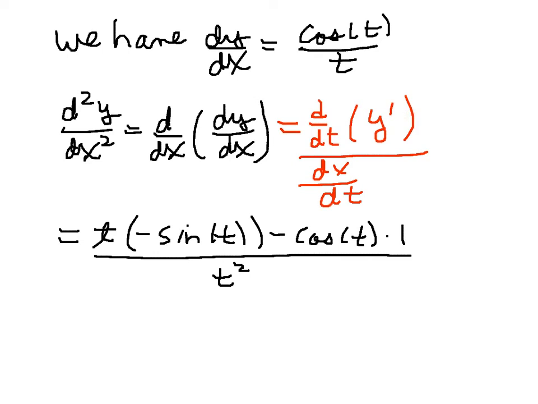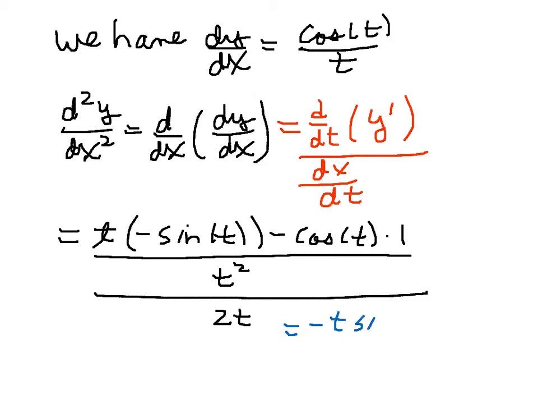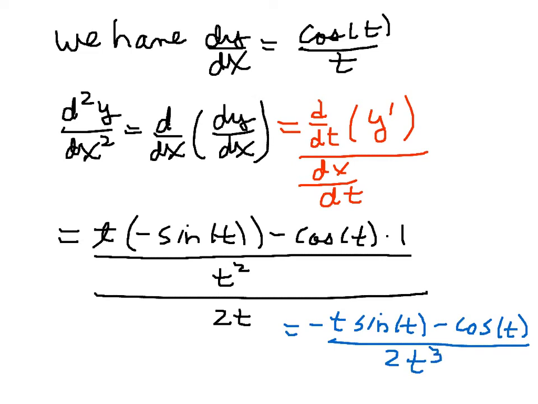For the bottom part, I need dx dt. Well, we've already computed that, right? dx dt is just 2t. And so if we simplify this a little bit, I'll have to save a little room here. Let me change my color. If we simplify this, what we get is minus t sine of t minus the cos of t all over 2t cubed. And that is the second derivative of y with respect to x.